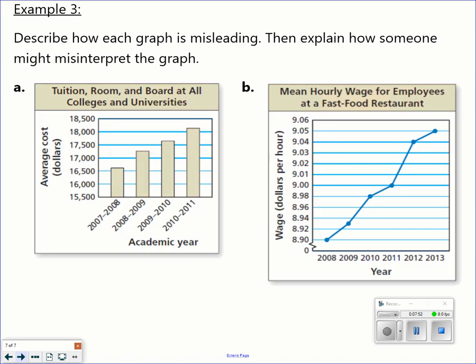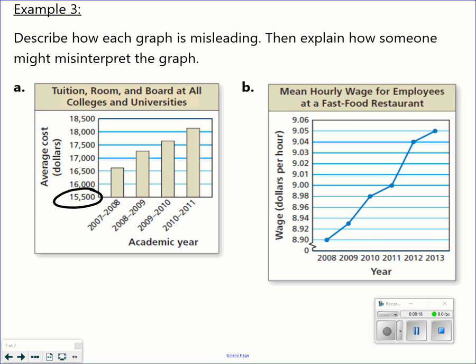Describe how each graph is misleading, then explain how someone might misinterpret the graph. So I'm looking at this, and they really didn't. You got 2007 and 8, 8 to 9, 9 to 10, 10 to 11. So you got your intervals here. They didn't make it into kind of a histogram. But notice that the increments going up start off at 1550. So it's starting off at such a high number and then going by 500s after that.